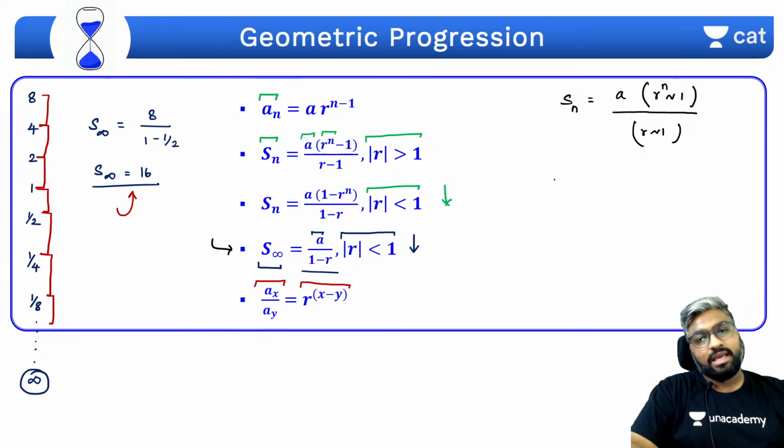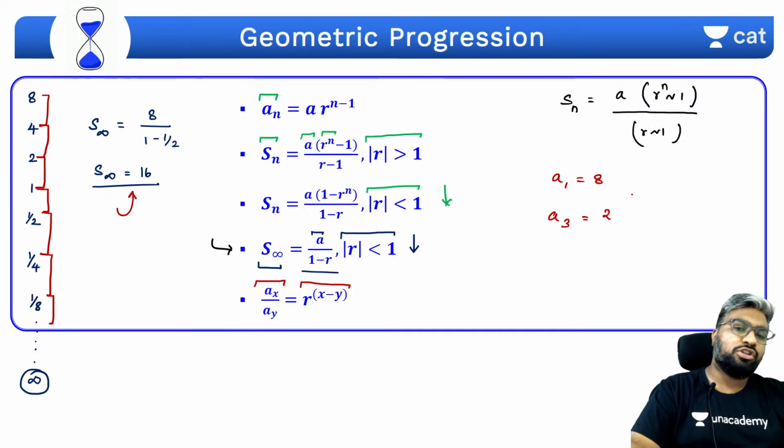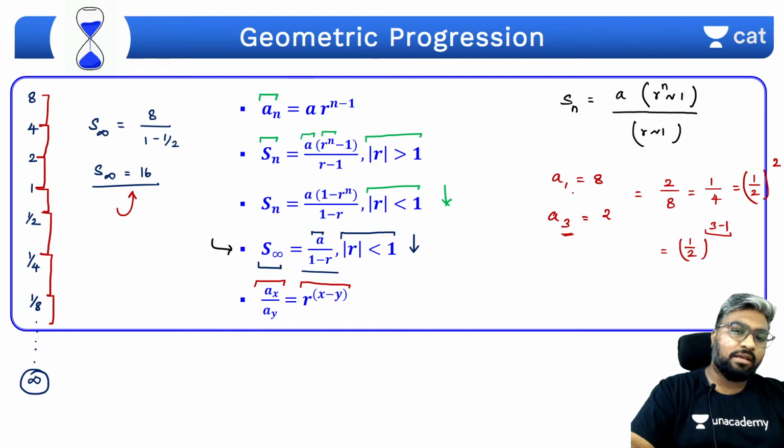अगर मैं let's say first term which is 8 and third term which is 2, इसका अगर मैं रेशियो लूंगा तो क्या हो जाएगा? 2 by 8 is nothing but 1 by 4, correct? Which is nothing but 1 by 2 the whole square. That is nothing but 1 by 2 to the power 3 minus 1. ये 3 minus 1 कहाँ से आया? ये रहा 3 minus 1.